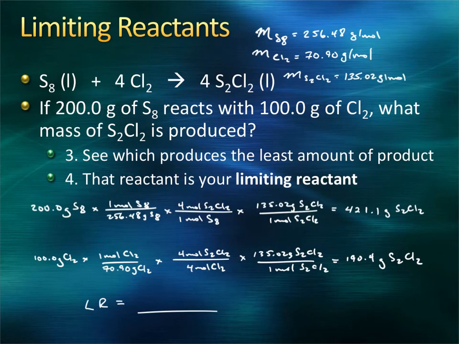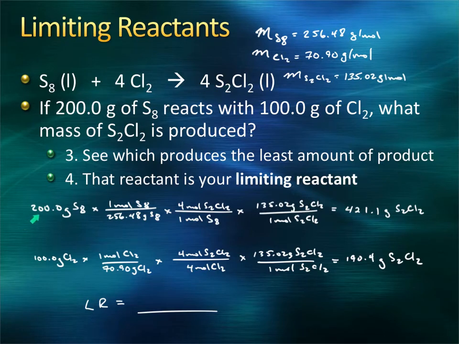What we've gone ahead and done on this slide is set up our 2 stoichiometry problems. I've got my 3 molar masses up here to help me get to the answers down below. We're going to set up 2 stoichiometry problems: one where I turn this 200 grams of S8 into S2Cl2, and one where I turn the 100 grams of Cl2 into S2Cl2. And we see which one makes the least amount.